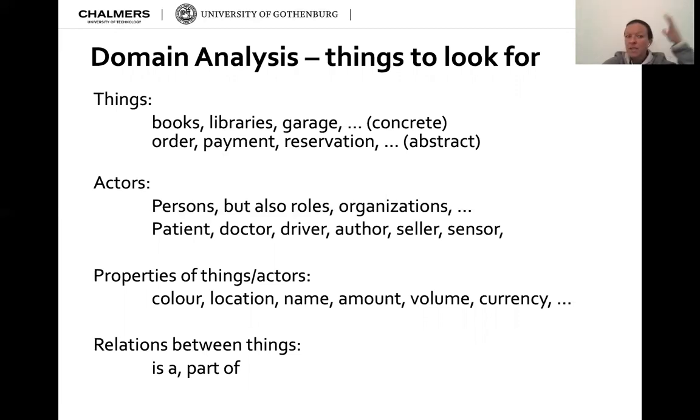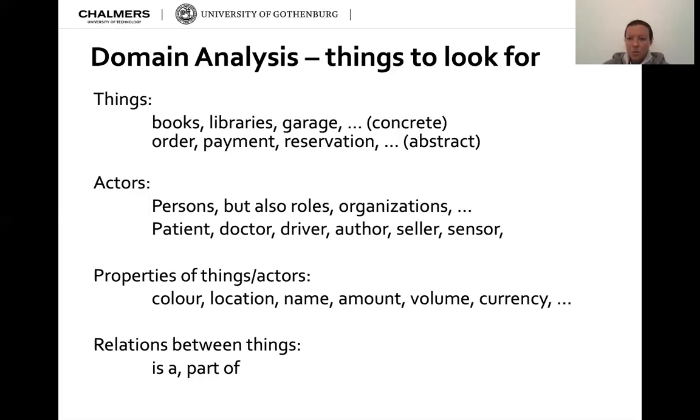Remember, actors can also be other systems. And then there are properties of things and actors. There's color, location, name, amount, volume, currency. Properties, wait, what are properties? Yes, properties are probably going to turn into attributes. So for the properties, you want to do an extra step in your analysis, and we'll repeat that a little later on in the slide with the steps that you want to go through.